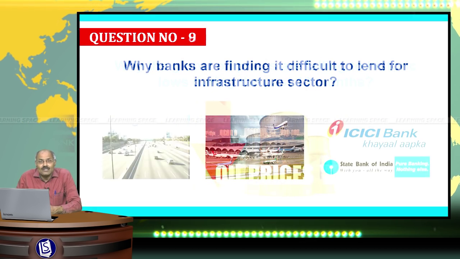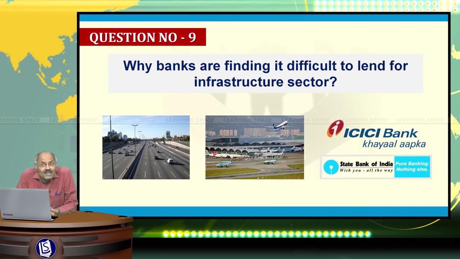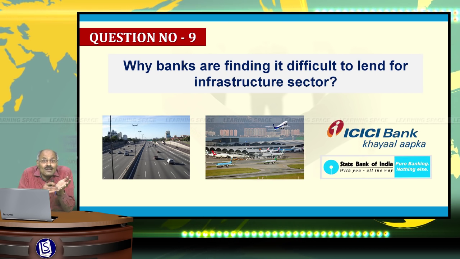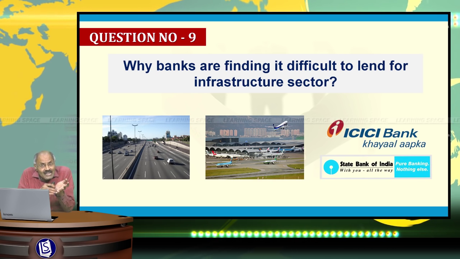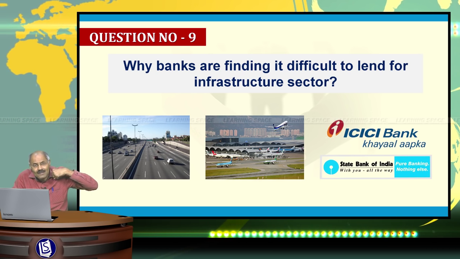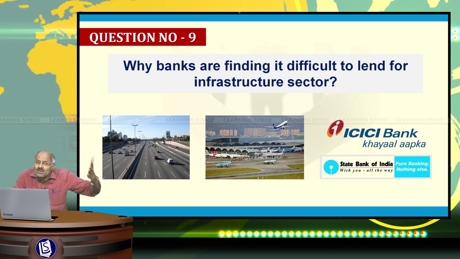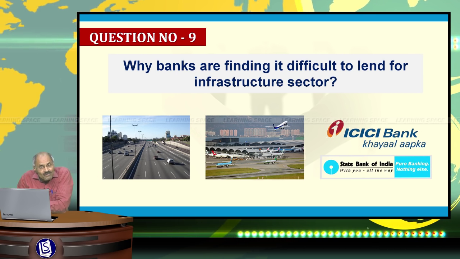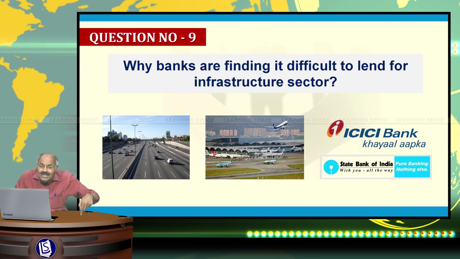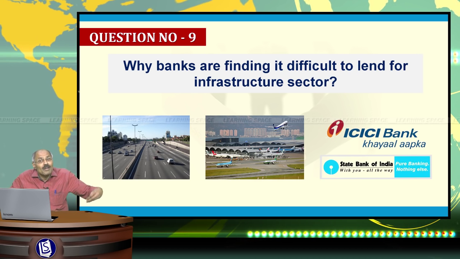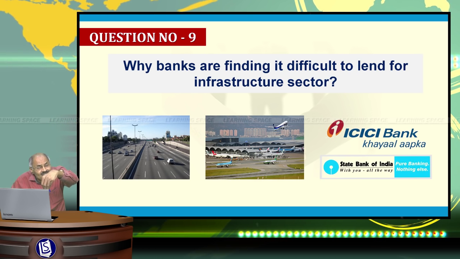Right friends, look at the next one. Why are banks finding it difficult to lend for the infrastructure sector? Primary reason is a lot of gross non-performing assets in the infrastructure sector in recent times. Banks have lent aggressively during 2008, 2009, 2010, but now most of them became gross non-performing assets. That is the primary reason.